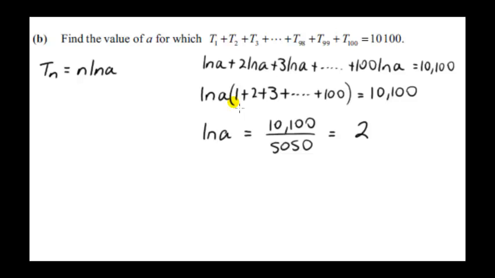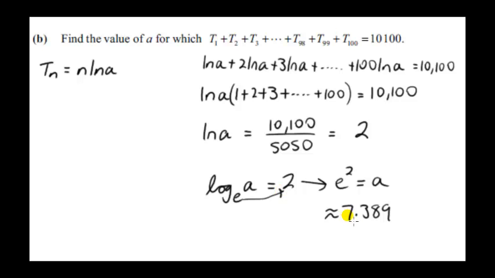So now we found that this quantity is 5050. We divide 10,100 by 5050 to get 2. So ln a, of course, means log to the base e of a, and writing this as an index equation with a power, e to the power of 2 is a. So we put e to the power of 2 here. That's approximately 7.389.